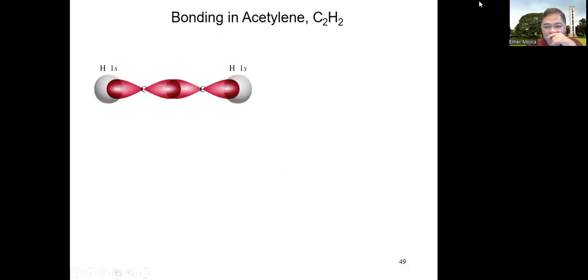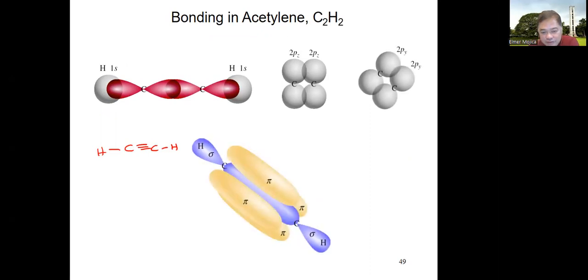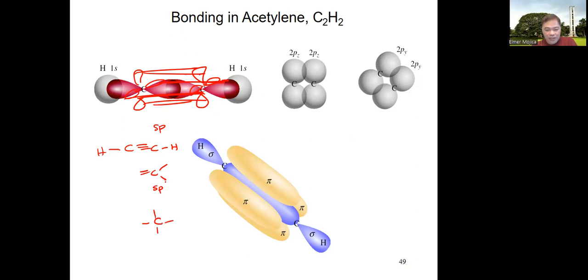So if you have an example here, like this one, just acetylene, it's just like this. And if you're going to look at the interaction there, so meron kang pi dito, tapos meron kang pi dito. Did you get that? So if you have a carbon with a triple bond, you have an sp. A carbon with a double bond, you have an sp2. A carbon with a single bond, you have an sp3. Clear?